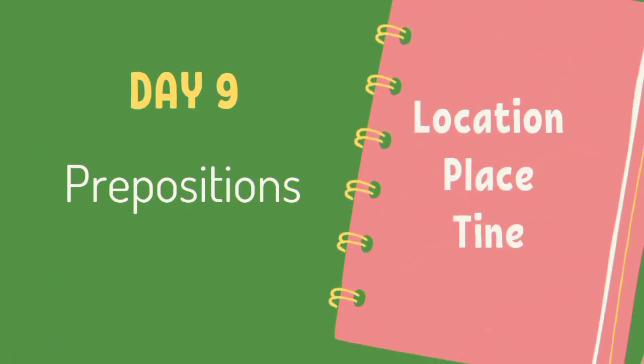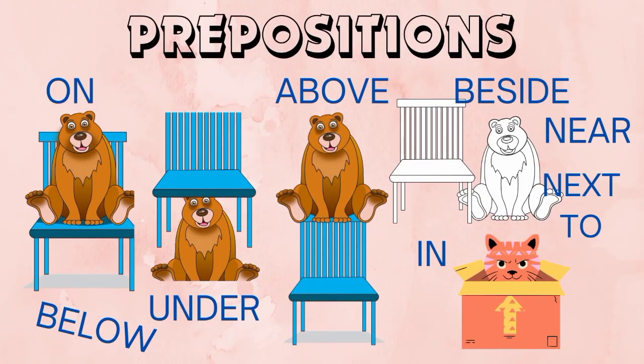This is day 9. Today we shall learn prepositions. What are prepositions? Prepositions are words that show how two different words or two different nouns are connected with one another. In this picture, there are two nouns, a bear and a chair. The preposition on tells us that the bear is on the chair.